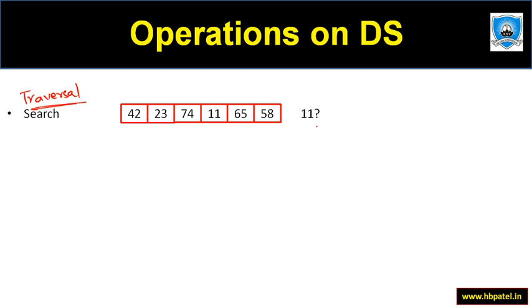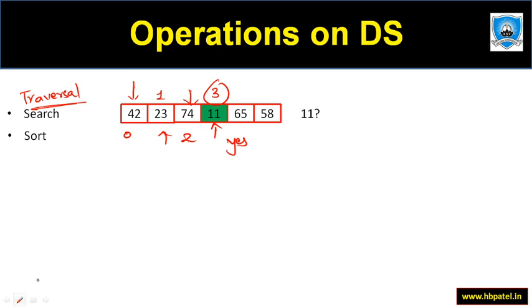So for example, I want to search 11. So check, is this 11? No. Is this 11? No. Is this 11? No. Is this 11? Yes. So what will happen? You will find 11 and its position, let's say this is 0th position, first position, second position. So you will find 11 at position number 3.